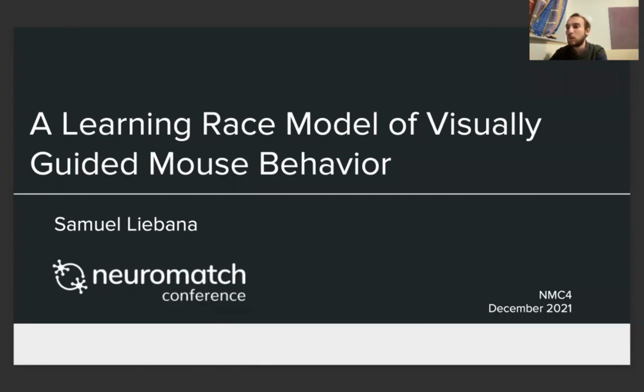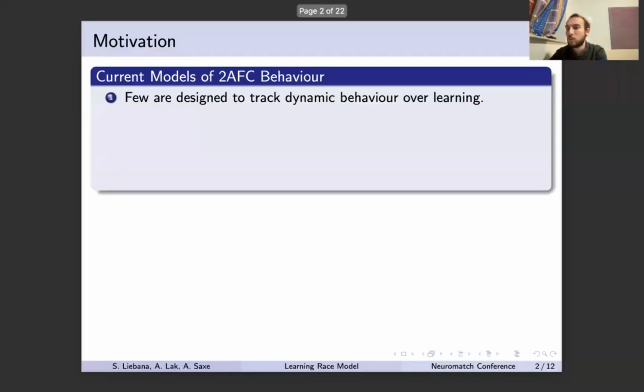I'll be speaking about my work on designing a learning race model of visually guided mouse behavior for a two alternative choice task being studied in Armin Lack's lab at Oxford. If you have any questions at the end of the presentation, please do not hesitate to contact me.